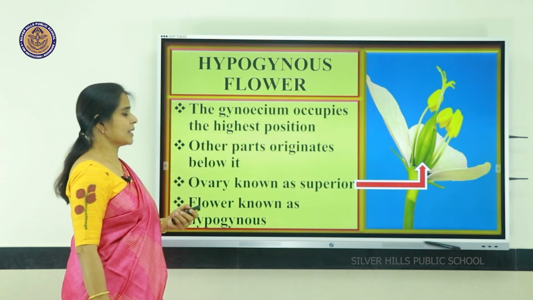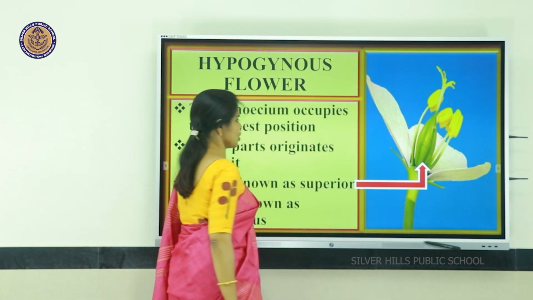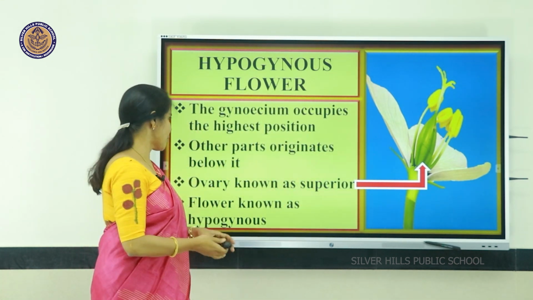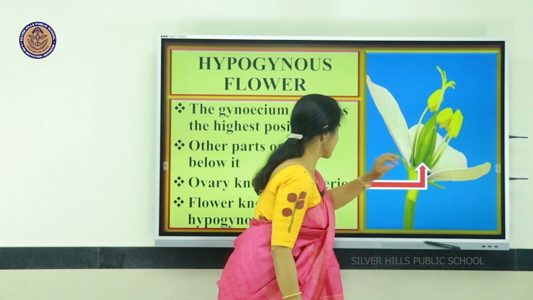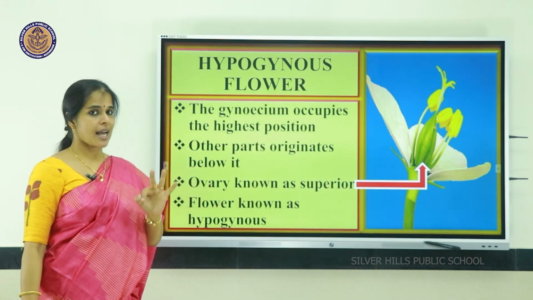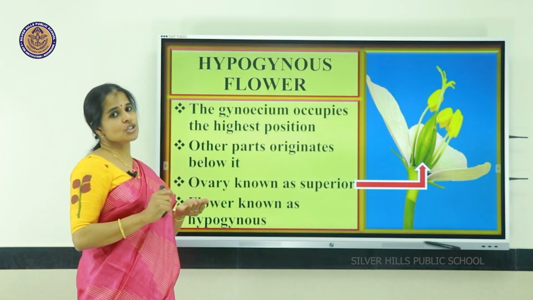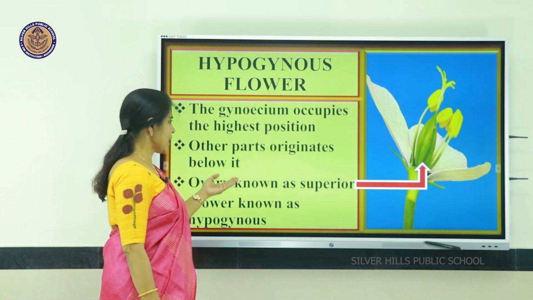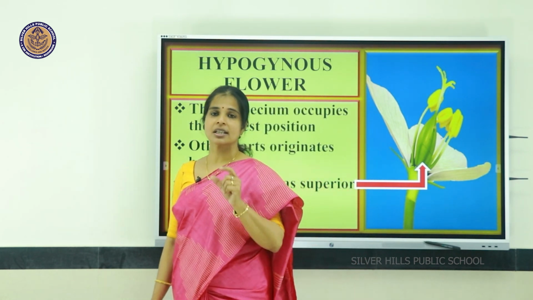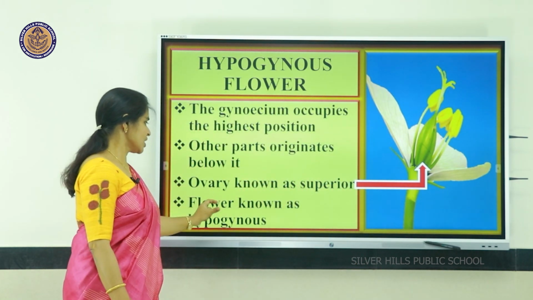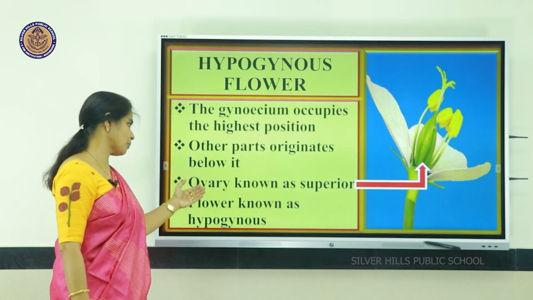In the first type, hypogynous flower, what is there? The gynoecium is present at the highest position. Gynoecium is seen at the top part, and all other parts are originating below the gynoecium, like calyx, corolla and androecium, that is the stamen, the male reproductive part. All are originating from the base of the gynoecium. Then we can say that here the gynoecium, the female reproductive part, which contains the ovary, which is superior ovary, as it is present on the top part, it is known as superior ovary.